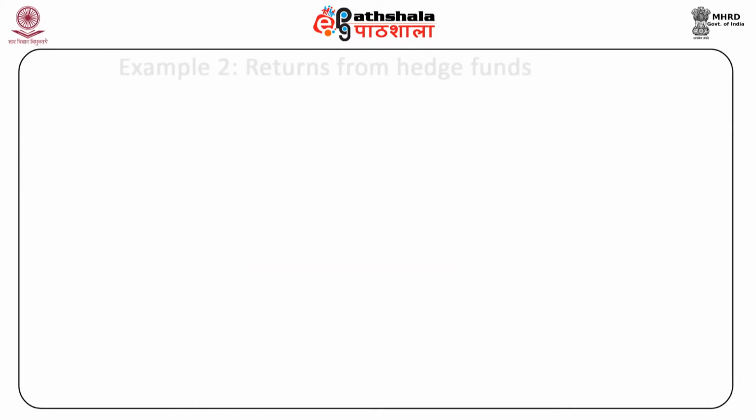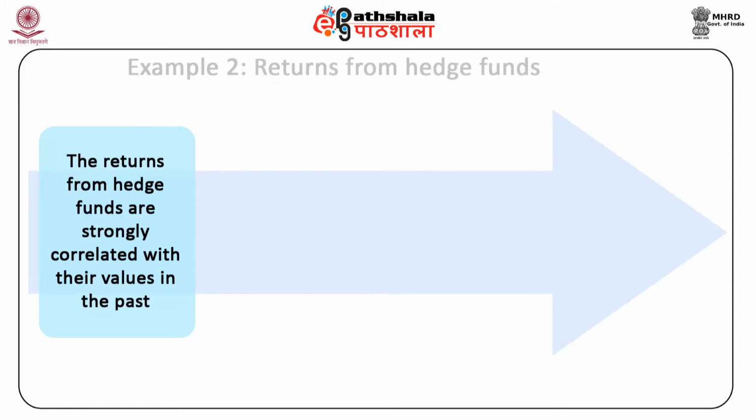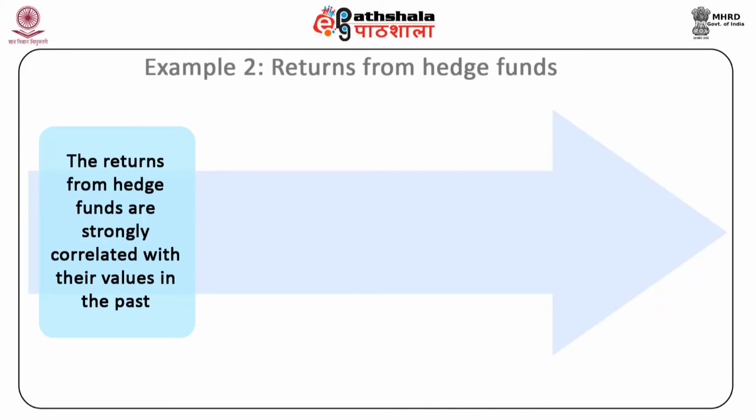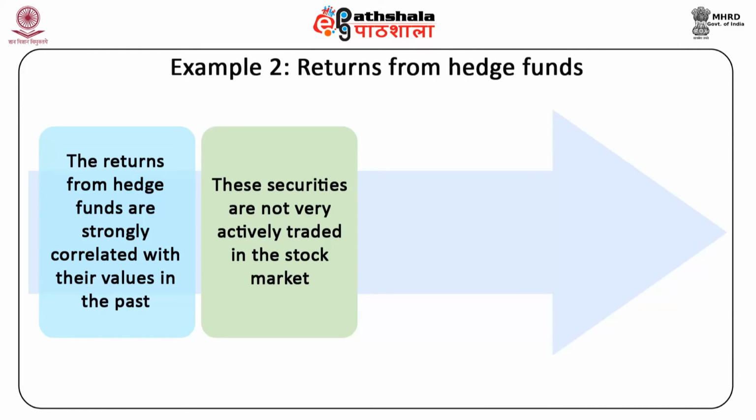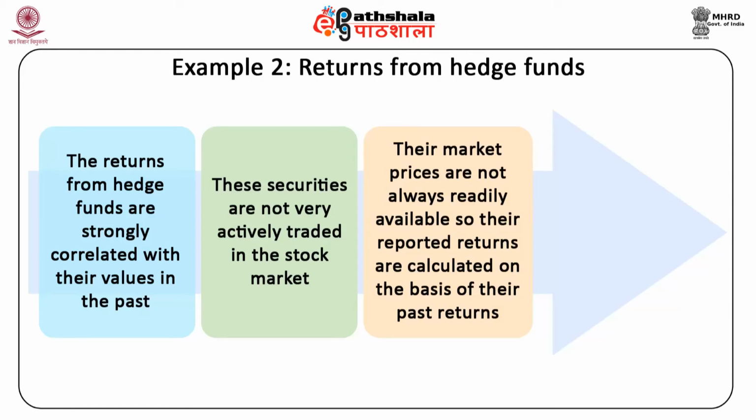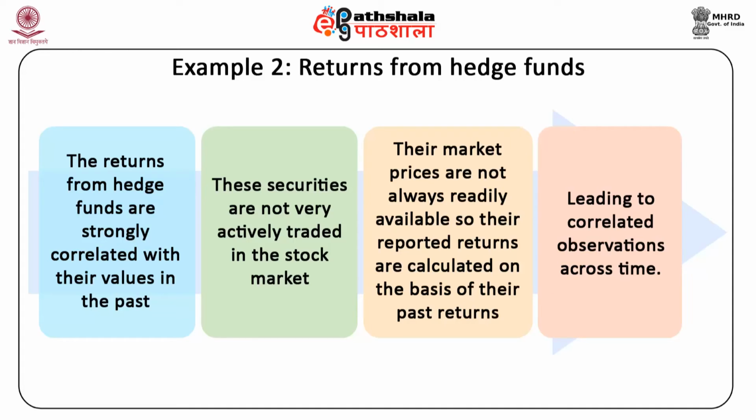Another such example is the returns from hedge funds. The returns from hedge funds are strongly correlated with their values in the past. Because these securities are not very actively traded in the stock market and their market prices are not always readily available, their reported returns are calculated on the basis of their past returns, leading to correlated observations across time.